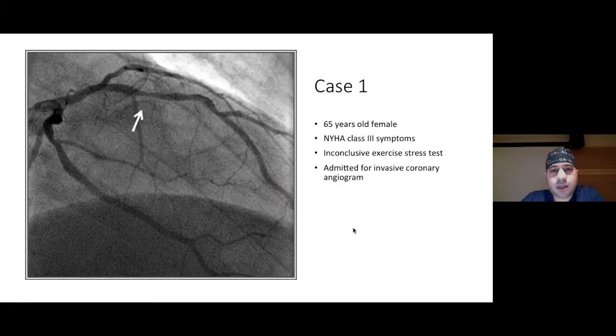So I'd like to start my talk with 2 cases where intracoronary physiology makes a difference in your management and outcomes. So case 1, this is a 65-year-old female with NYHA class 3 symptoms. She has an inconclusive exercise stress test, admitted for an invasive coronary angiogram. You can see the angiogram on the left side of the screen showing the left coronary system, LAD, and circ. There's a moderate lesion in the LAD, and the significance of this lesion is unknown, so intracoronary physiology will help guide whether to go ahead and PCI this lesion or defer.